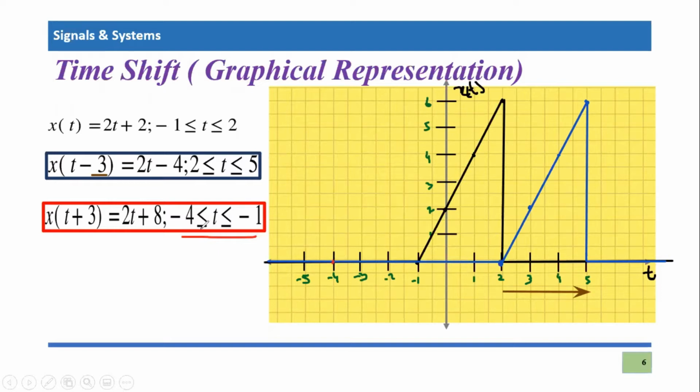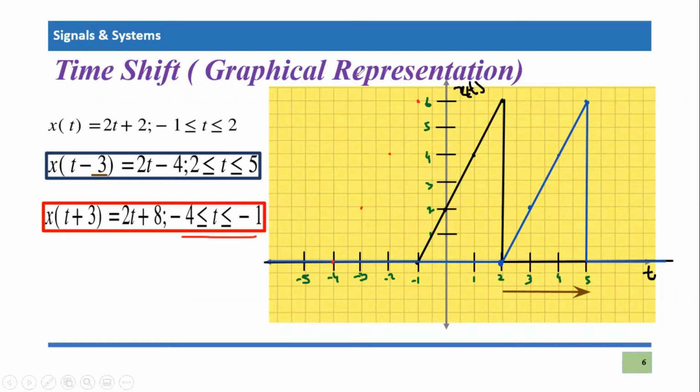Similarly, if I'm going to put -3, so 2 into -3 would become -6. -6 plus 8 would become 2. So at -3, signal's value would be +2, right? Similarly, if I'm going to try -2, so 2 into -2 would become -4 plus 8 would become 4. So at -2, signal value would be 4. Similarly, if I'm going to try -1, so 2 into -1 would become -2 plus 8 would become 6. So at -1, signal value would be 6.